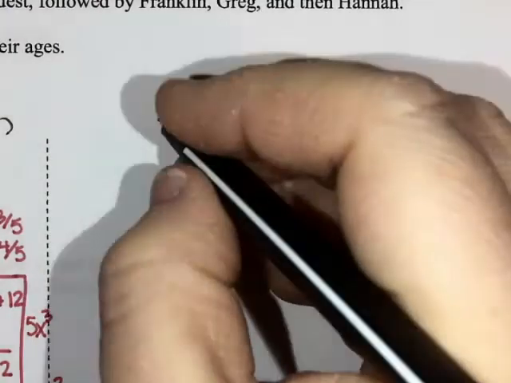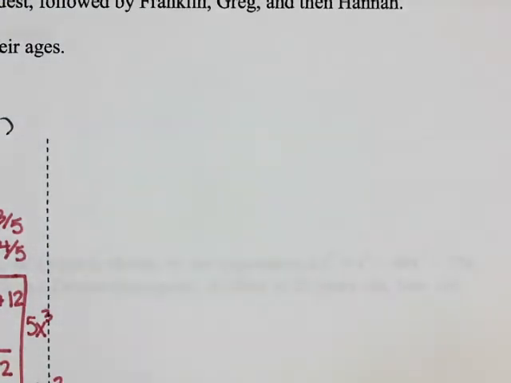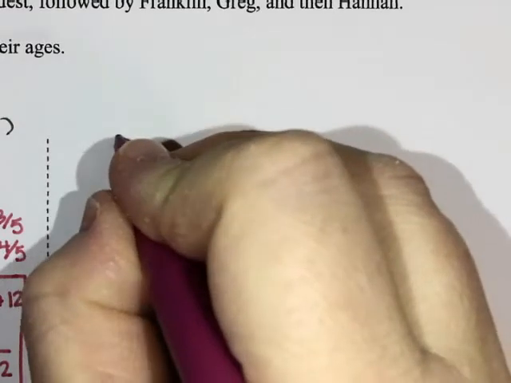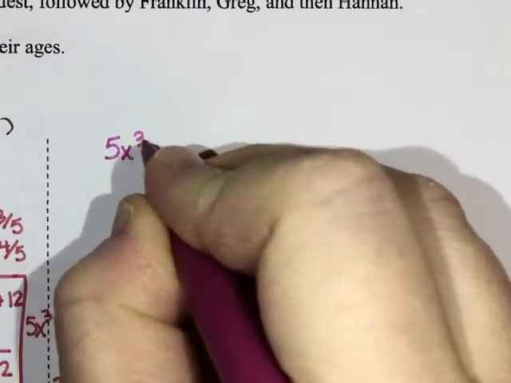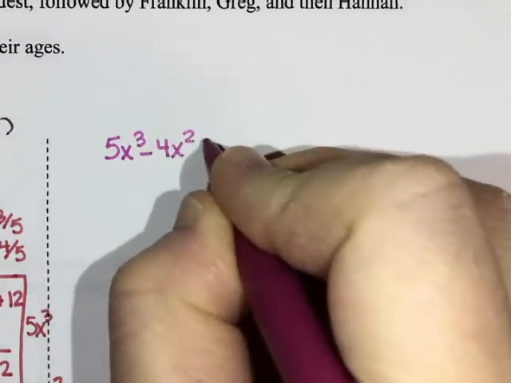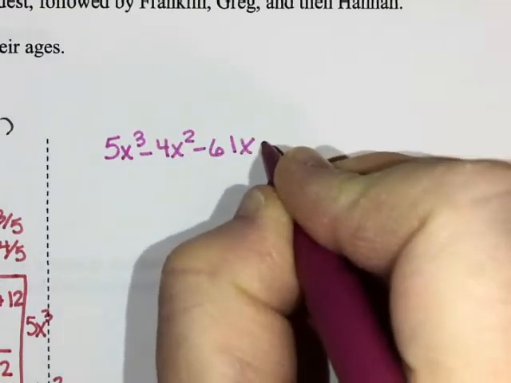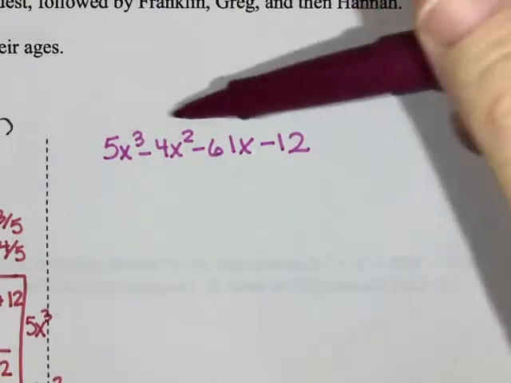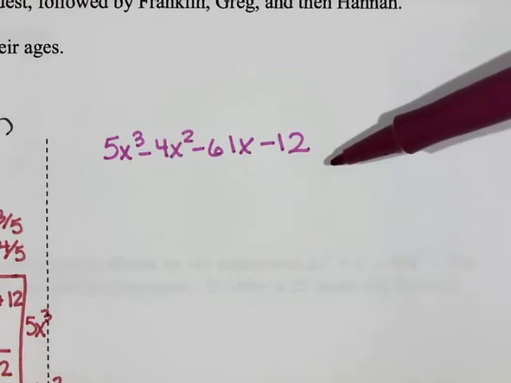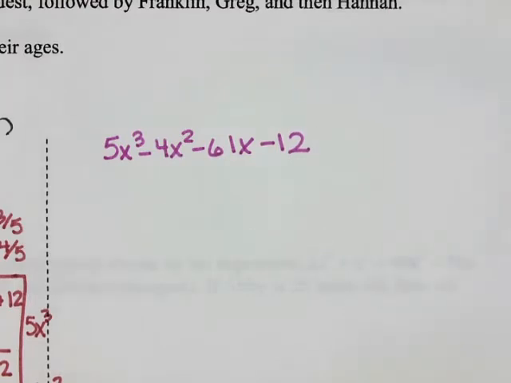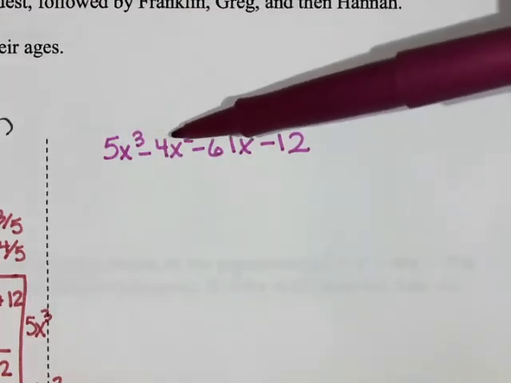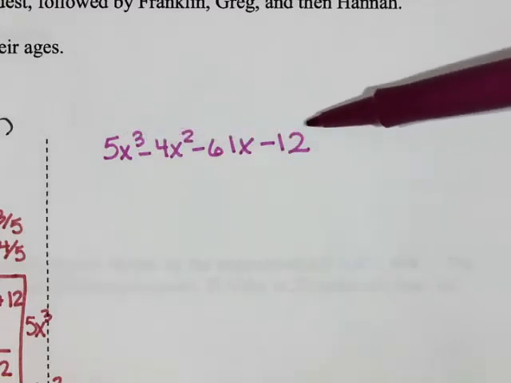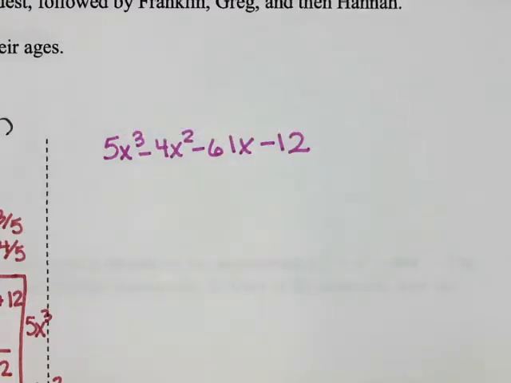I'm going to pick a different color. So we have now 5x cubed minus 4x squared minus 61x minus 12. I notice that it has 4 terms. When I have 4 terms, the first thing I do is check to see, is there a common factor? Unfortunately, 5 and 4 don't have anything in common other than a 1, and they don't all have an x, so there's no common factor.